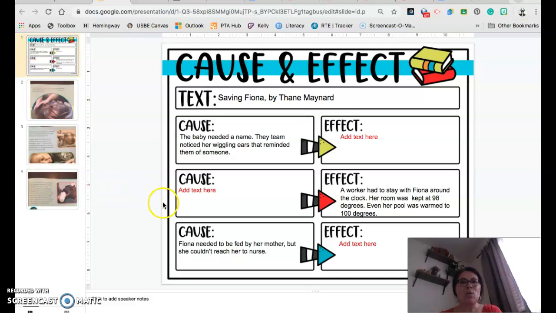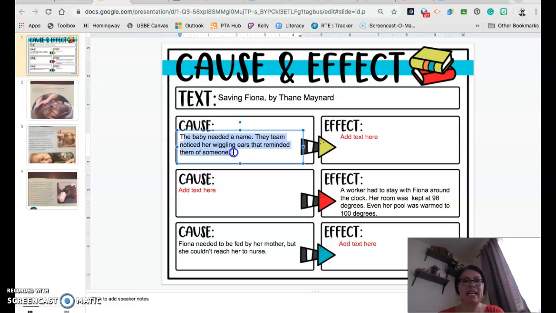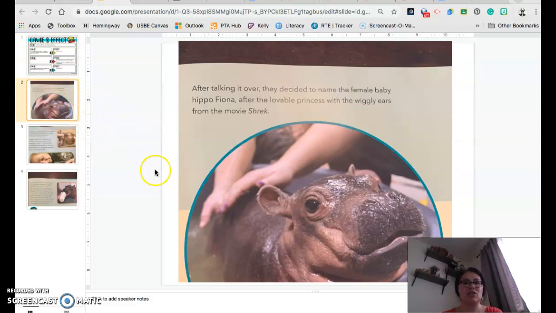So today we're going to be looking through pages of the book and I'm going to be filling this out with you so that we can look at it. Excuse me, I have hiccups. The first cause that we're looking for says the baby needed a name. The team noticed her wiggling ears that reminded her of someone. So I'm going to click over to slide 2 and read this page. Let's see what we can figure out.